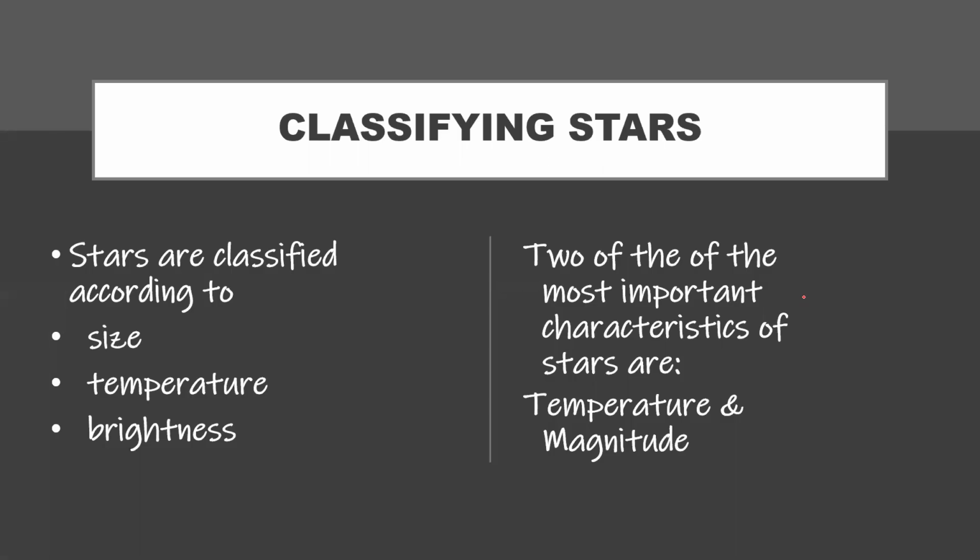So this is where you need to make sure that your eyes and ears are turned on. Turn them on. Today we're going to classify stars, and we're going to do that by size, temperature, and brightness, not color. Size, temperature, and brightness. The most important characteristic of stars is temperature and magnitude. Magnitude is the same thing as brightness. Temperature, brightness, magnitude all mean the same thing.